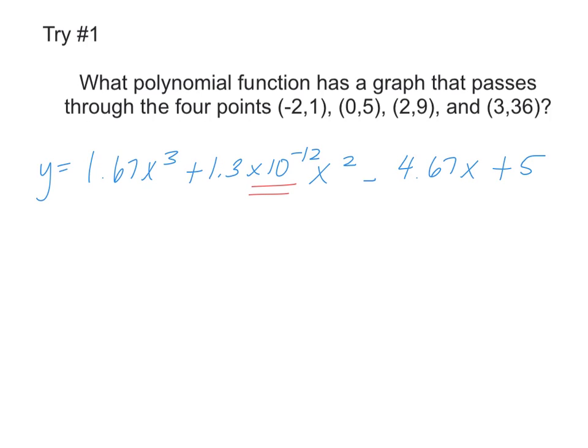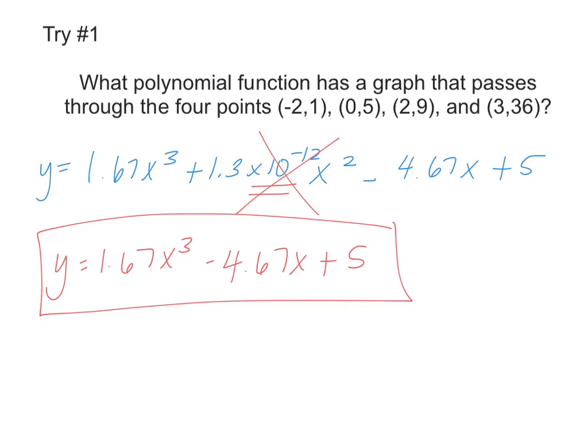Now, by the way, when we write a function and you have something like this, that has times some power, that really means that that number is so close to 0 that it might as well be 0. So we're just going to rewrite it as y equals 1.67x cubed minus 4.67x plus 5. And we're done.